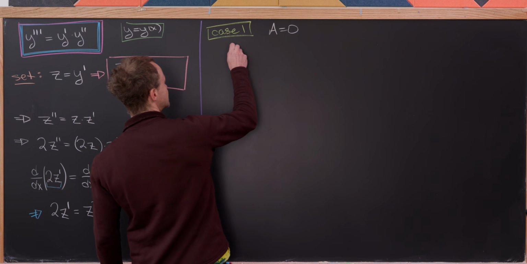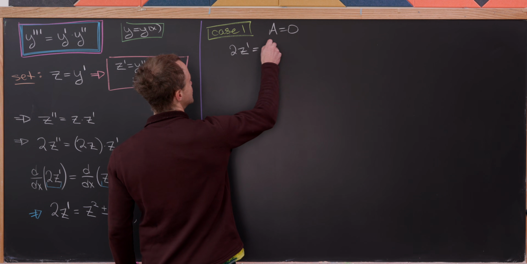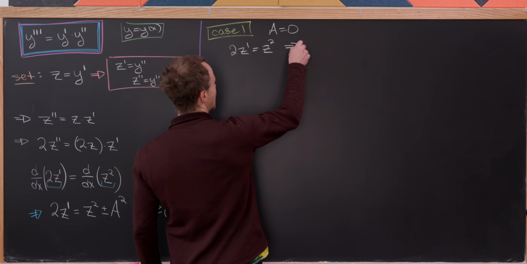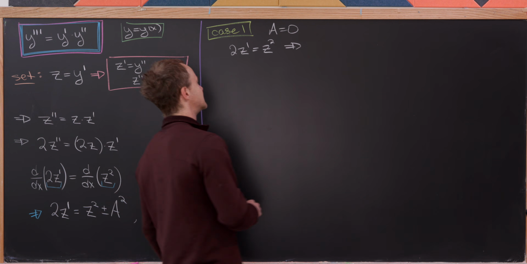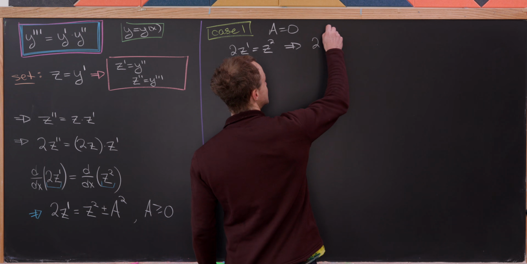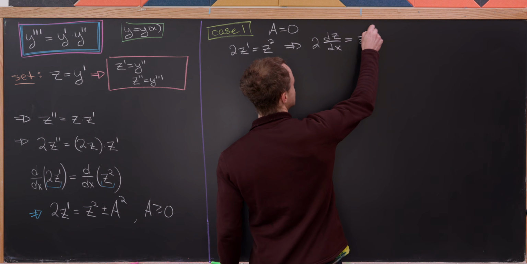Okay, so here we have 2 times z prime is equal to z squared. And now we're going to use the method of separation of variables. So I'm going to write that z prime as dz dx. So we have 2 dz dx is equal to z squared.